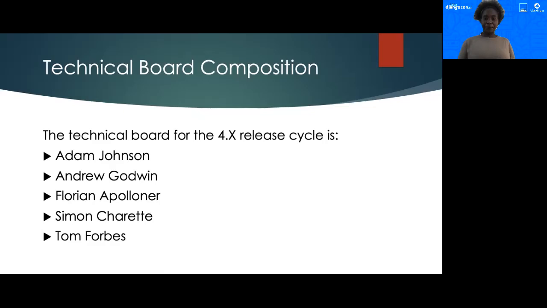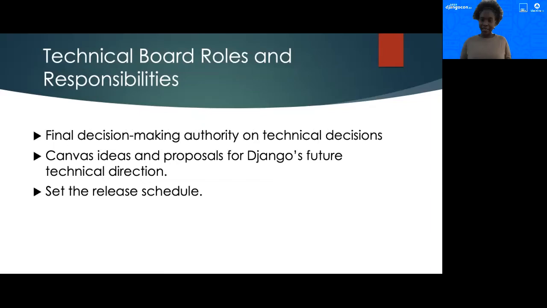Since the technical board is a group of experienced and active committers, their role is to steer technical decisions. Their main concern is to maintain the quality and stability of the Django web framework. The technical board is the final decision-making authority for technical decisions on the direction of Django and is also charged with canvassing for ideas and proposals for Django's future technical direction and with setting the release schedule.